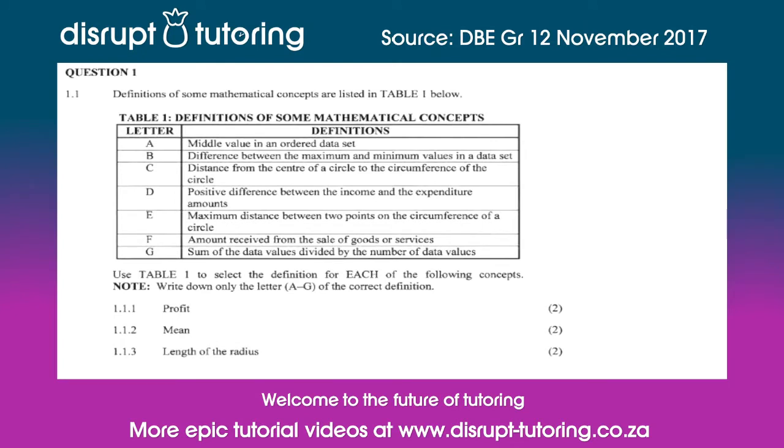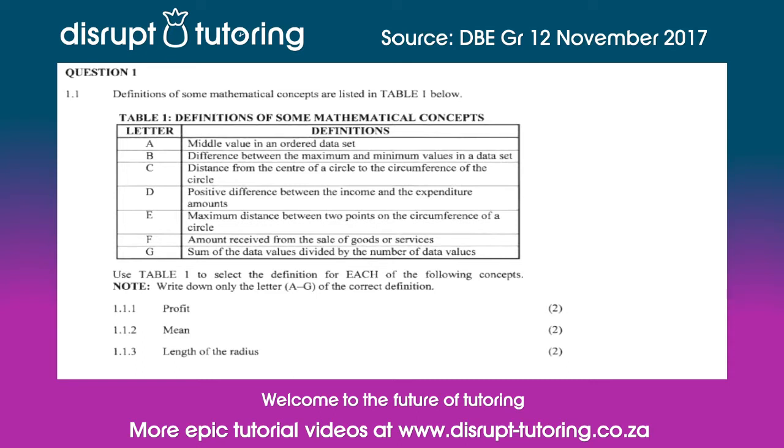Today we are looking at question 1 from a Maths Lit paper 1. It's a 2017 paper, and the question deals with definitions, so some mathematical concepts that you'll need to know. They've given us a table with some letters and a definition, and these definitions you just need to know off by heart, and that comes with the studying. But as you work with the material, you will start to learn more about it. So let's just go through each one of them.